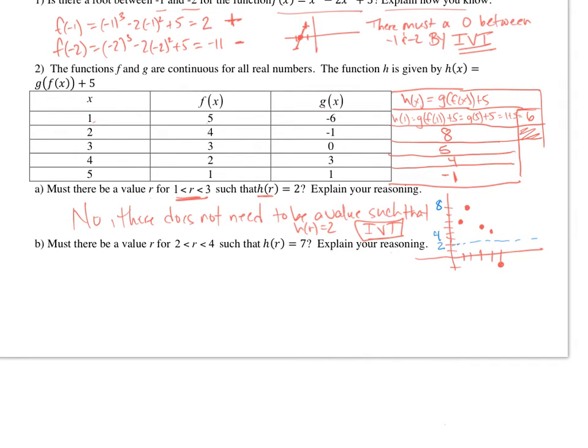So let's draw a line across at 7. This time I'm going to choose a different color, and we will draw that line across at 7 right along there. Okay, there's 7.